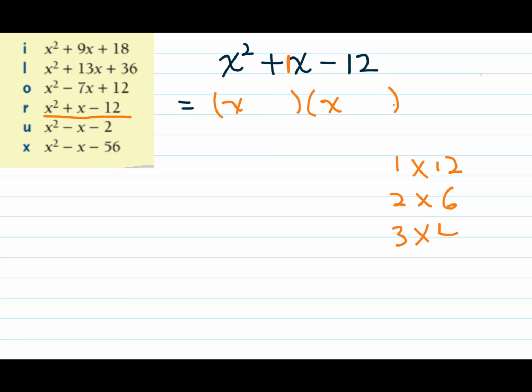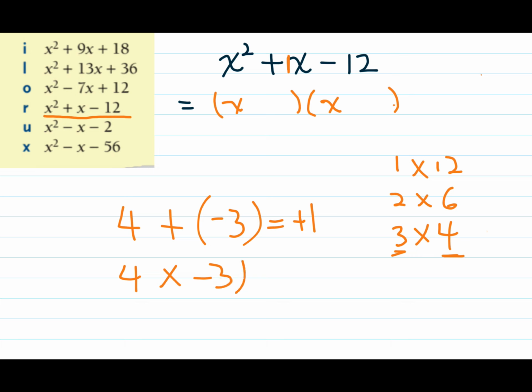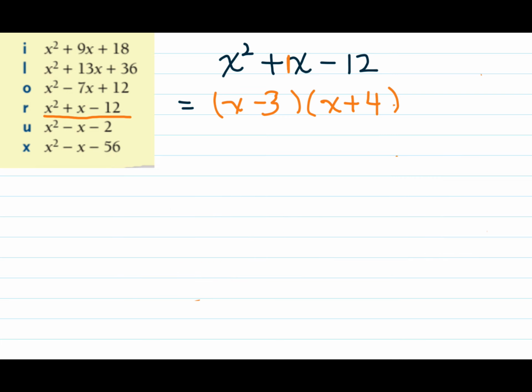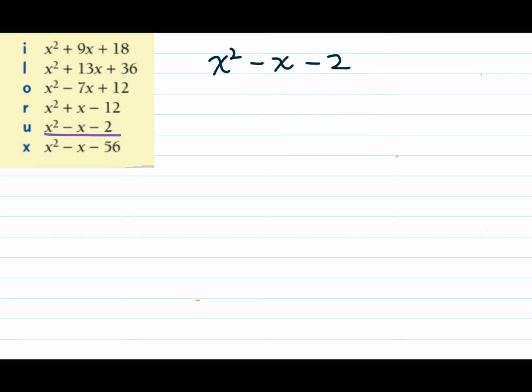3 times 4. Okay. Now remember this is a negative 12. So one of these numbers, either the 3 or the 4, has to be negative. So you just look at it to see when you add them, which one will give you a plus 1. So if we make it 4 plus negative 3, this gives us a positive 1. Then when you multiply these two numbers, 4 times negative 3, you get a negative 12. That means that the two numbers that we are looking for are negative 3 and a positive 4. Just like that. Okay, let's do the next one.